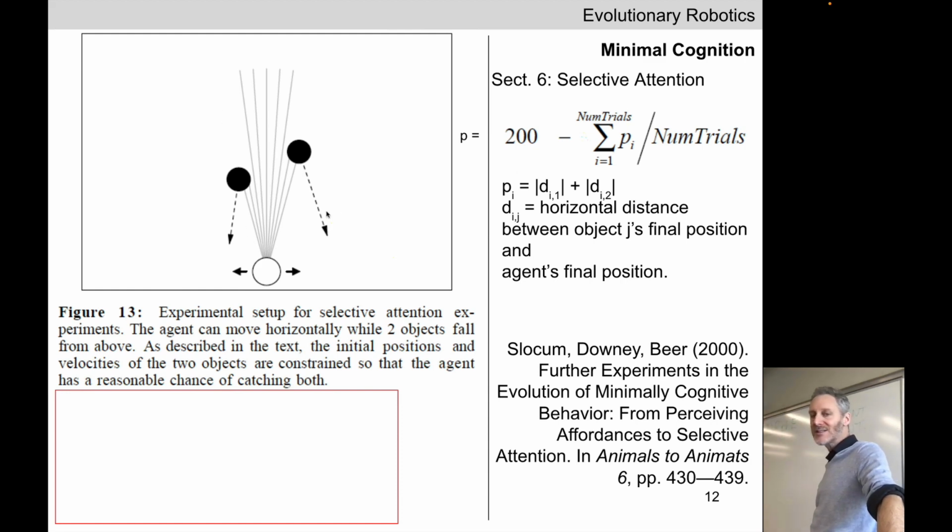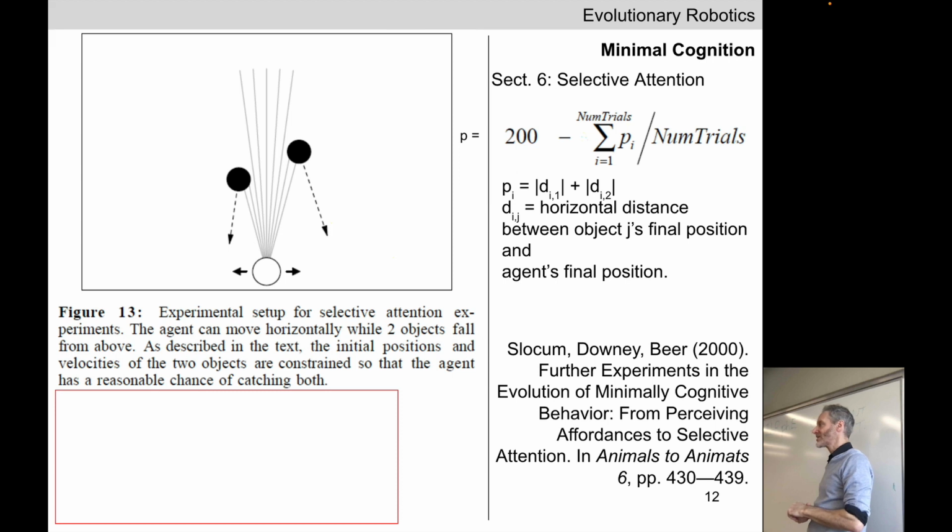You'll see the length of these dashed arrows are longer. Some are falling faster than others. They're falling at different directions. And we're going to start these objects at different heights towards the top of the screen. So at the beginning of every simulation, of every evaluation, one of the 2 objects is going to be closer to the robot.